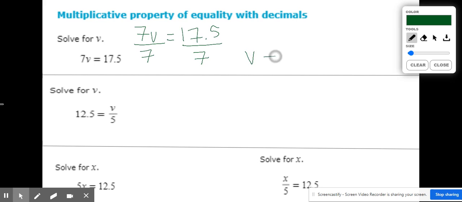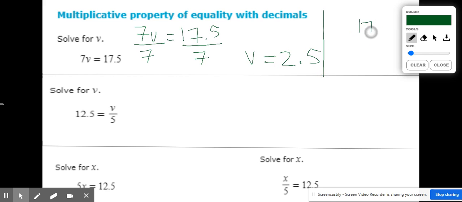So we have v is equal to, and let's think about this one. Well, 7 divided into 17 goes 2 times. And then 7, what's our remainder? 3.5, so that would be 2.5 because 7 times 5 is 35. Let me show my thinking a little bit more on how I did that.